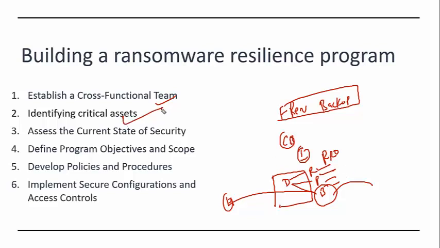Because the first step is to identify the critical assets that need to be protected from ransomware, which includes my data, applications, and systems that are essential to the business. That's the most important thing.